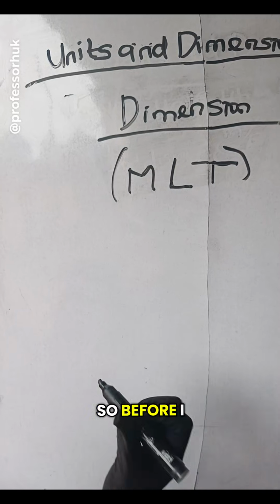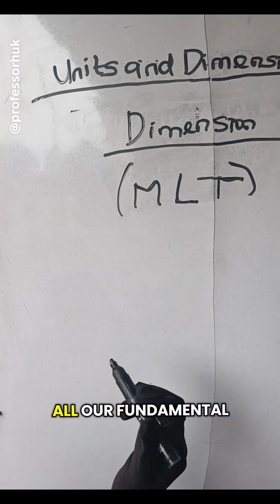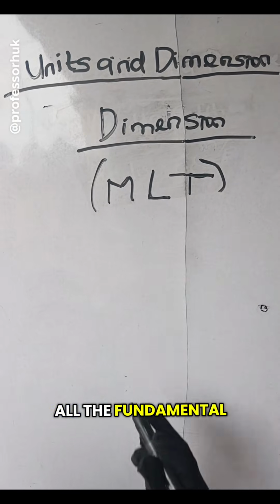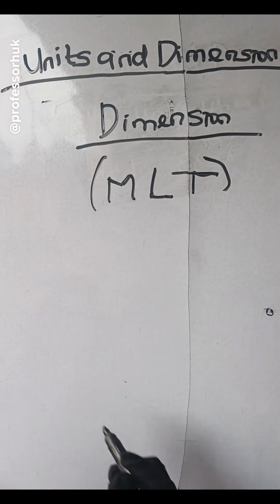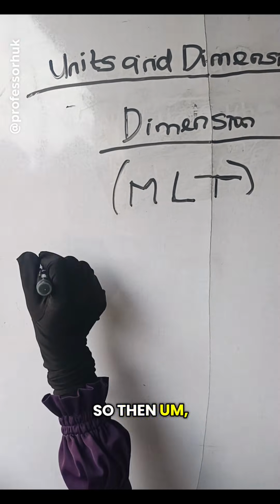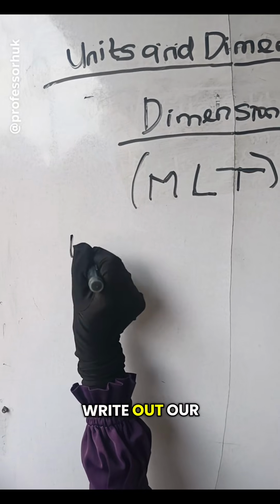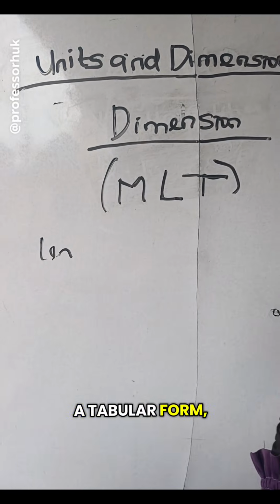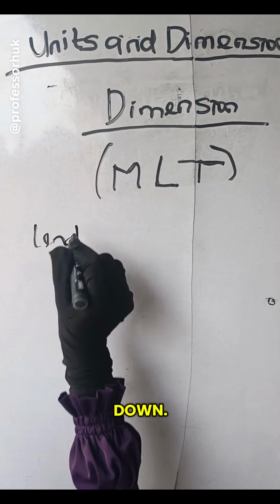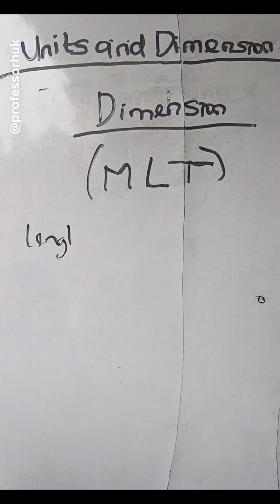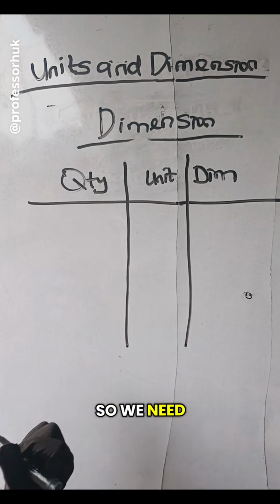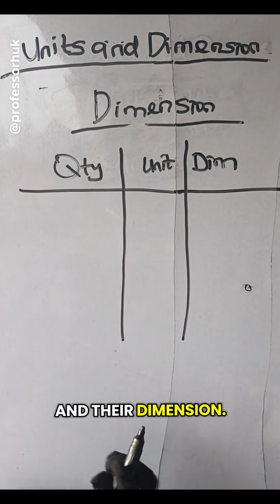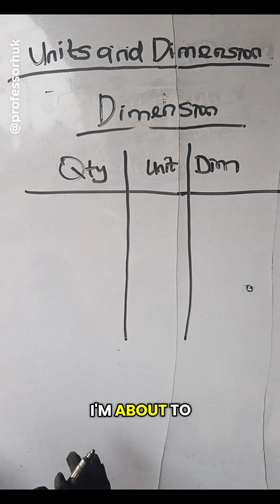So before I forget, we need to write the dimension of all our fundamental quantities as their own dimension. So then, I'm going to write out our fundamental quantities, their unit and their dimension. I'm going to write it in a tabular form. Please, you need to note this down. Please, you need to note this table I'm about to write.